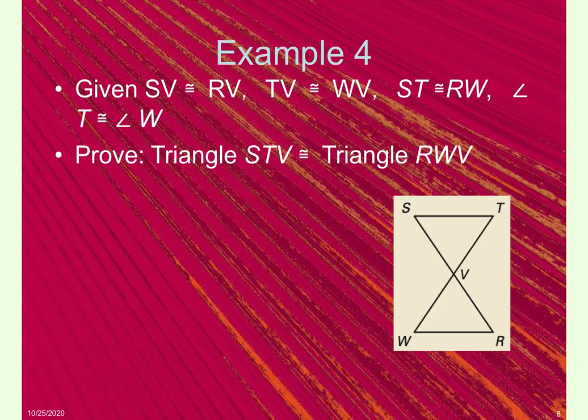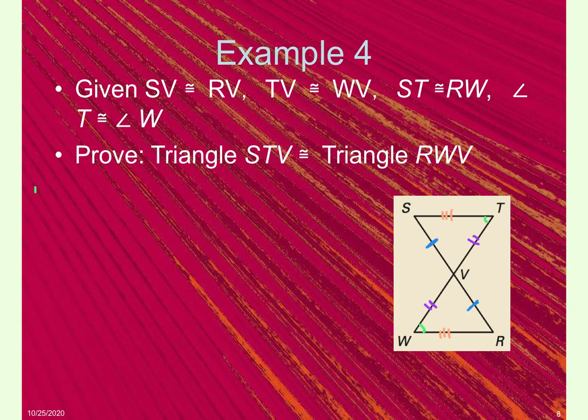All right, speaking of, it says given SV is congruent to RV, so it's not marked, I'm going to mark it on here. SV is congruent to RV. TV is congruent to VW. And ST is congruent to RW. And angle T is congruent to angle W. Prove triangle STV is congruent to triangle RVW.